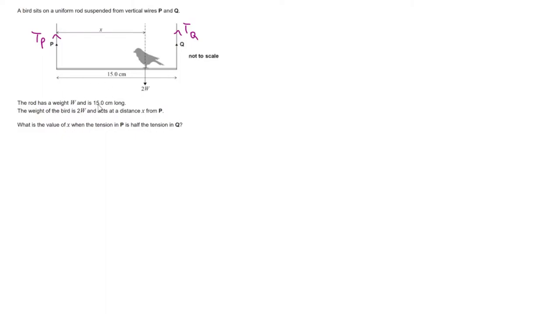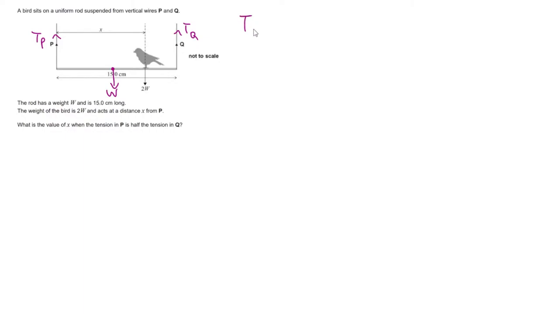The rod has a weight W and is 15 centimetres long. It's a uniform rod, which means we can put in its centre of mass and add W because that's its weight, like so. The weight of the bird is 2W and acts at a distance X from P. Okay, so you can see all that in the diagram. What is the value of X when the tension in P is half the tension in Q?